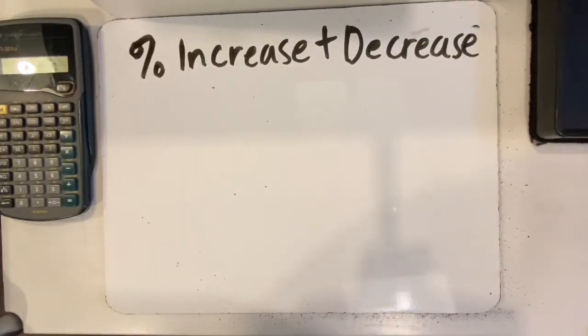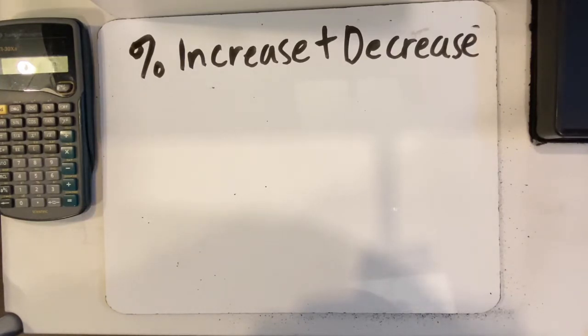Today we're going to dive a little bit further into percentage increase and decrease. Now there's two ways to do this, so we're going to start with the way you would have been taught last year in grade 7. The first step to find a percentage increase or decrease is to find the amount that it's increasing or decreasing by, multiplying the percent by the original number.